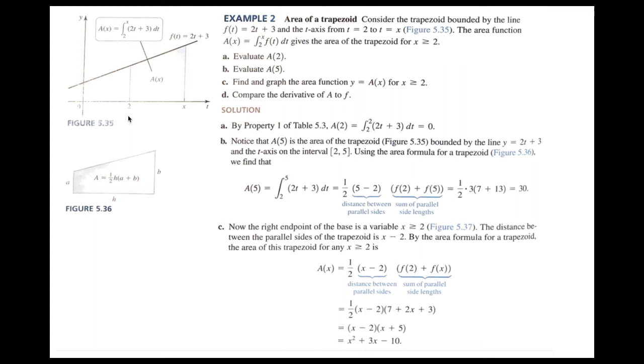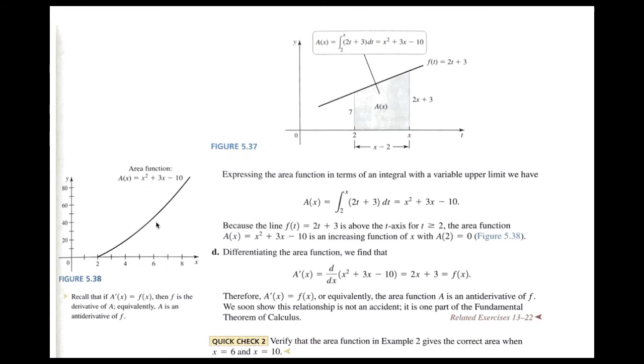Lower limit is 2. In a, they want A of 2, which is 0. In B, you have to compute A of 5. Well, you plug 5 and 2 into the area formula. In C, you have to replace 5 by a general x, which gives this quadratic function. Here's a graph of the area function. This picture shows all the elements, and here's the final result.